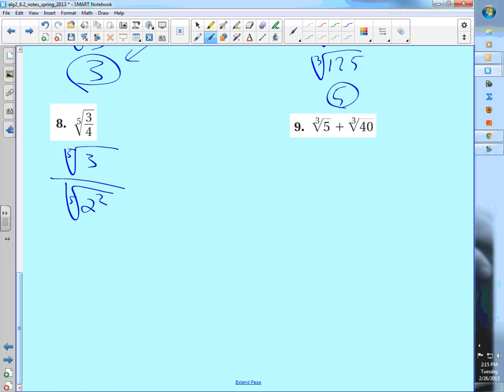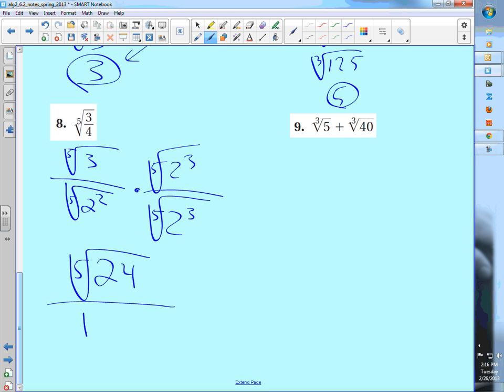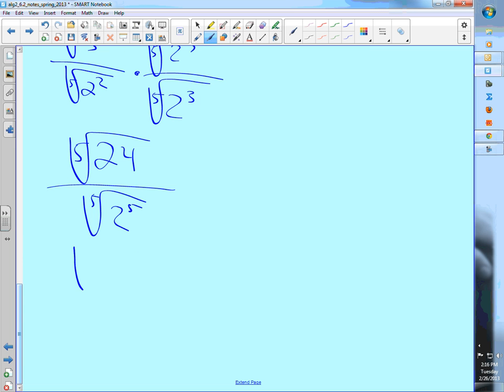I need to get 2 to the power of 5, so I'm going to multiply it by the 5th root of what? 2 cubed over 2 to the 3rd. Top and bottom. What is 2 cubed? So on the top, we're going to get the 5th root. What do you get on the top? 5th root of 24. On the bottom, you get the 5th root of 2 to the 5th, which is 2.